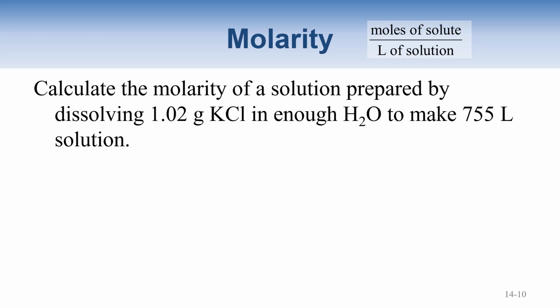Calculate the molarity of a solution prepared by dissolving 1.02 grams of KCl in enough water to make 755 liters of solution. So we are going to start with our equation again. Molarity equals moles over liters. They're giving us a mass here, but we know that we can convert between grams and moles based on calculating the molar mass from the periodic table. And then they give us liters over here, so we're going to put the liters where the liters go. We just have to do this extra step up front to convert the grams to moles.